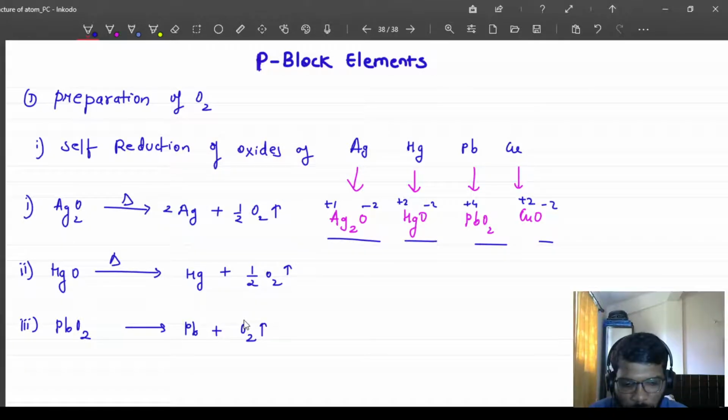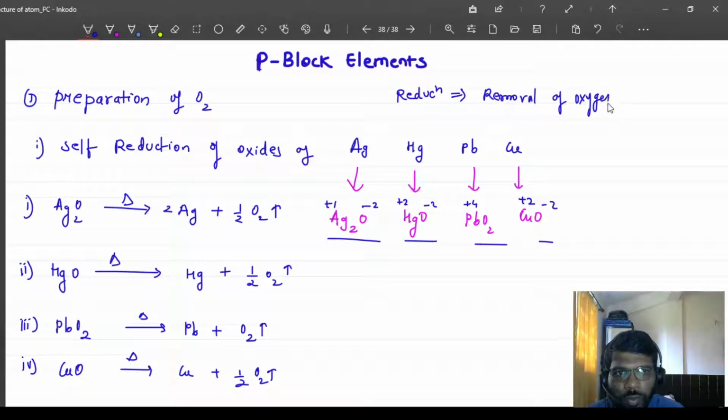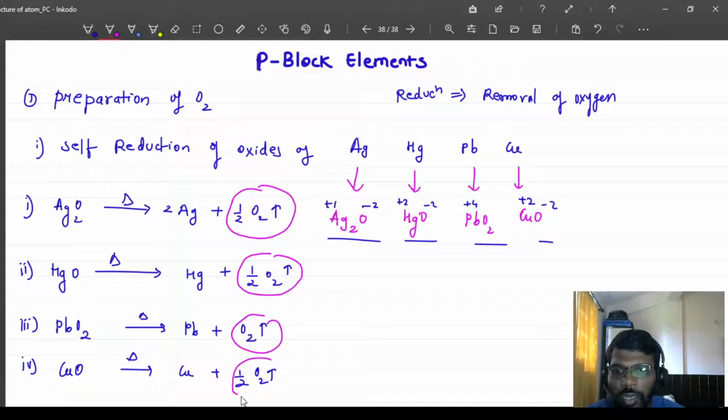These are the different oxides, and you can take the fourth one, copper oxide. This will give copper plus half a mole of O2. This is called self-reduction. Here the reduction of these oxides is taking place, and another definition of reduction is the removal of oxygen. So if the oxygen is removed, what you get as a product is oxygen gas. So these are the gases which you are getting.